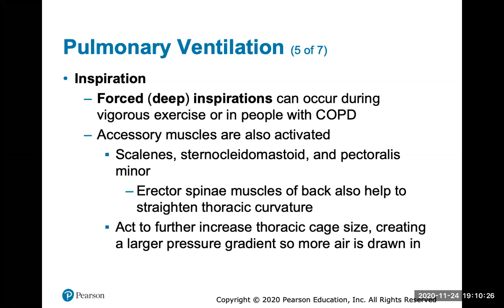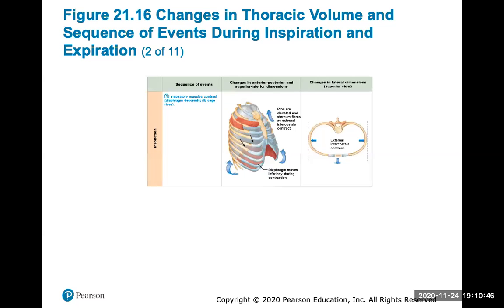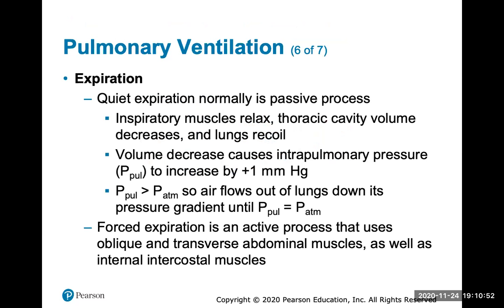Forced or deep inspirations can occur during vigorous exercise or in people with chronic obstructive pulmonary disorder, COPD. Accessory muscles will also be activated, and they just act to further increase the thoracic cage size, creating a larger pressure gradient so more air can be drawn in. And this just shows the sequence of events during inspiration and expiration.